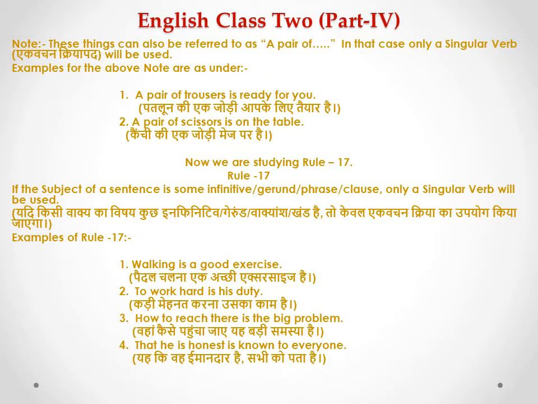Now coming to slide number 3 in English class 2 part 4. Here is a note. These things can be referred to as a pair of. In that case only a singular verb will be used. Examples for the above note are as under. A pair of trousers is ready for you. A pair of scissors is on the table. So here the singular verb is used whenever the words a pair of are used in the sentence.